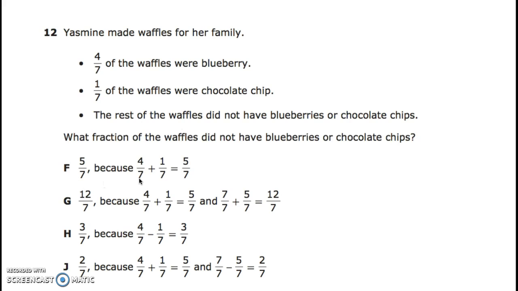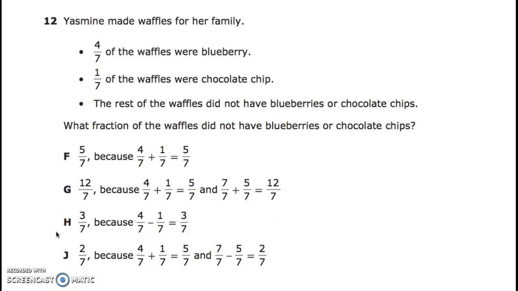5/7 because 4/7 plus 1/7 equals 5/7. 12/7 because 4/7 plus 1/7 equals 5/7, and 7/7 plus 5/7 equals 12/7. H. 3/7 because 4/7 minus 1/7 equals 3/7. Or J. 2/7 because 4/7 plus 1/7 equals 5/7 and 7/7 minus 5/7 equals 2/7. Pause this video now to work this problem.